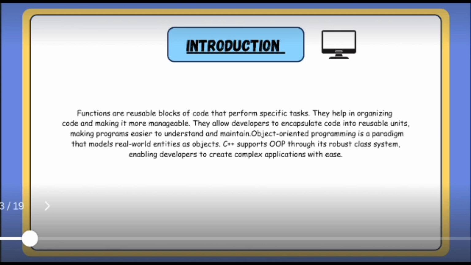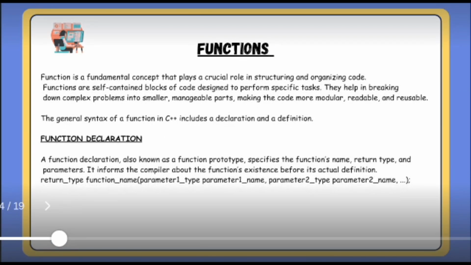So, what is OOPS, or Object Oriented Programming System? Object Oriented Programming is a technique which involves real world entities such as objects, classes, inheritance, polymorphism, etc. So, let us look deeper. So, moving on to functions.